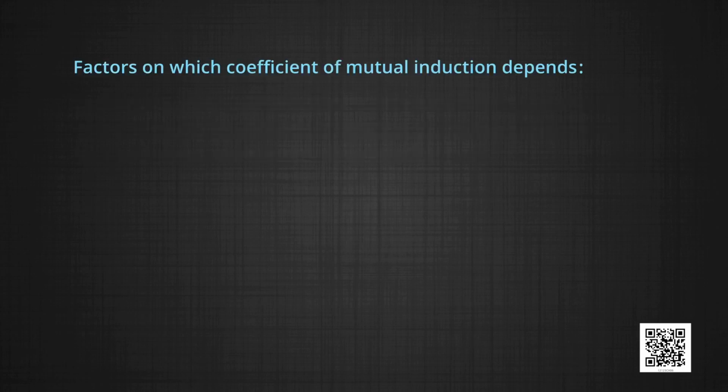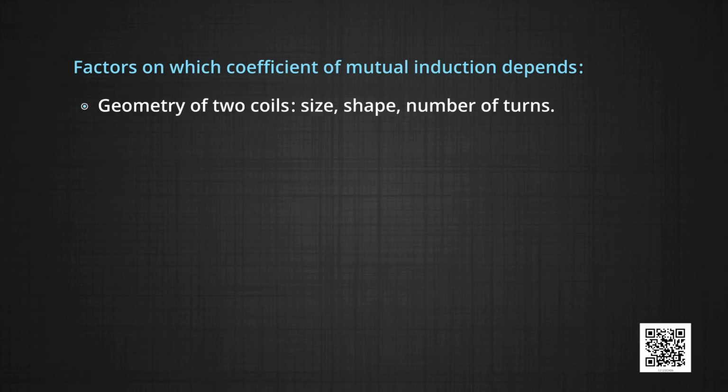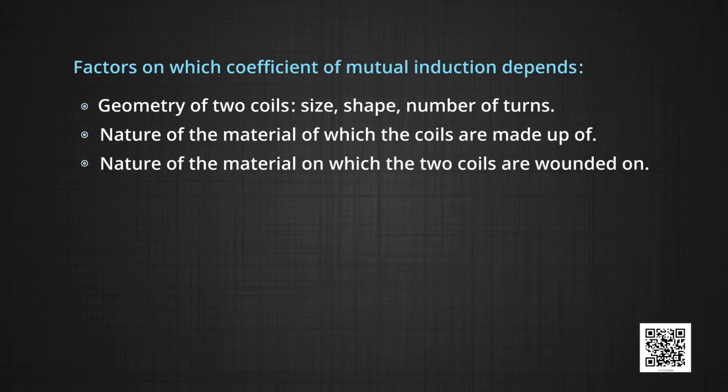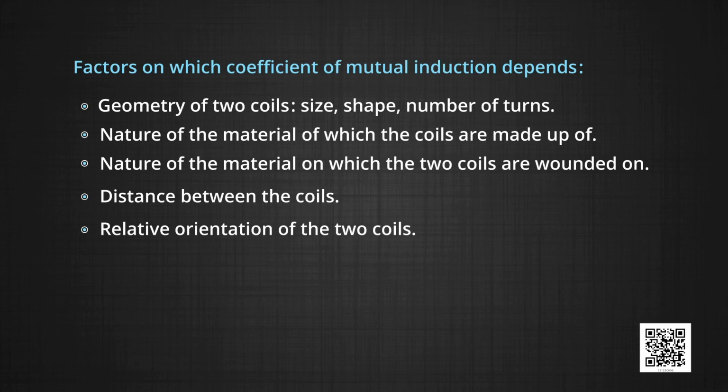Factors on which the coefficient of mutual induction depends are the geometry of the two coils, that is the size, shape, number of turns; the nature of the material of the coils; the nature of the material on which the two coils are wound; the distance between the coils; and the relative orientation of the two coils. Let us study in detail the orientation when the two coils are coaxial.